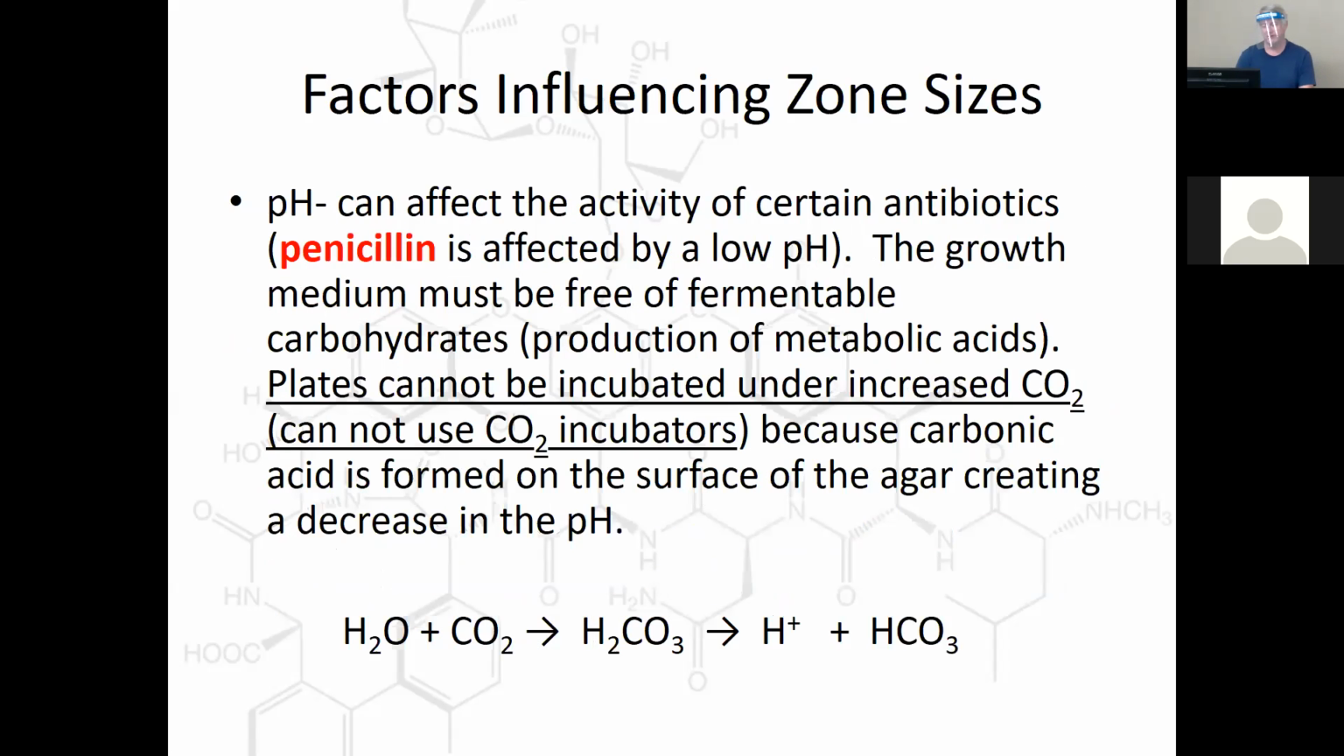pH. pH can affect the activity of certain antibiotics, such as penicillin. Penicillin is affected by a low pH. The growth medium must be free of fermentable carbohydrates, which lead to production of metabolic acids. That's why we use Mueller-Hinton. Plates cannot be incubated under increased CO2. Cannot use CO2 incubators because carbonic acid is formed on the surface of the agar, creating a decrease in the pH.